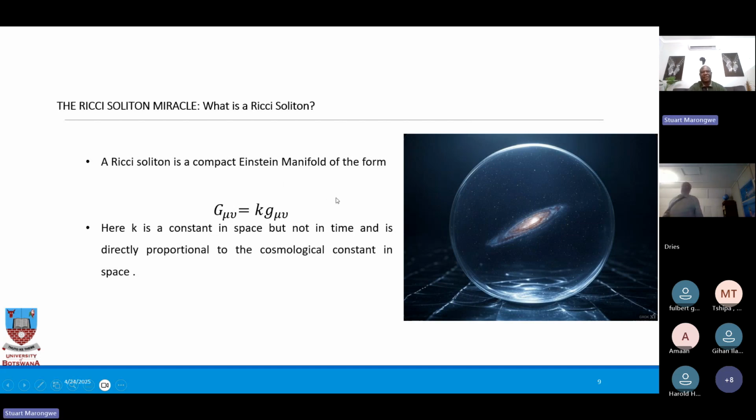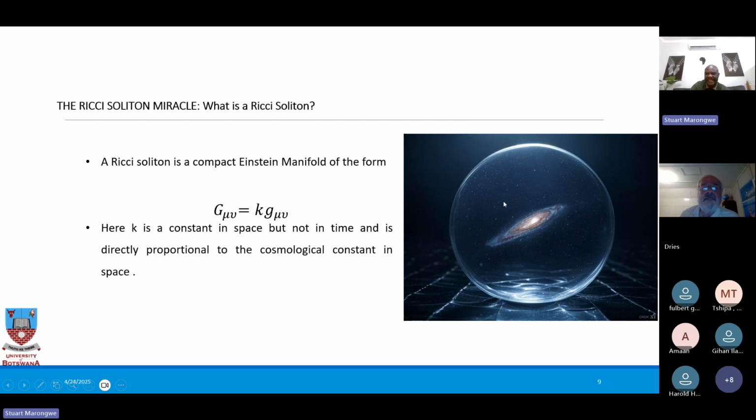So what is a Ricci soliton? A Ricci soliton is a compact Einstein manifold. When I say compact Einstein manifold, imagine this bubble that surrounds this galaxy. This bubble is generated from the presence of gravitational energy.